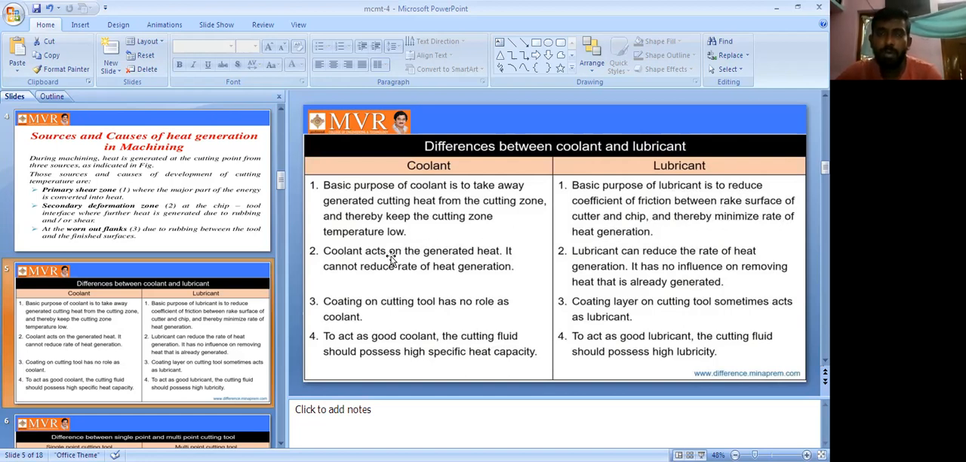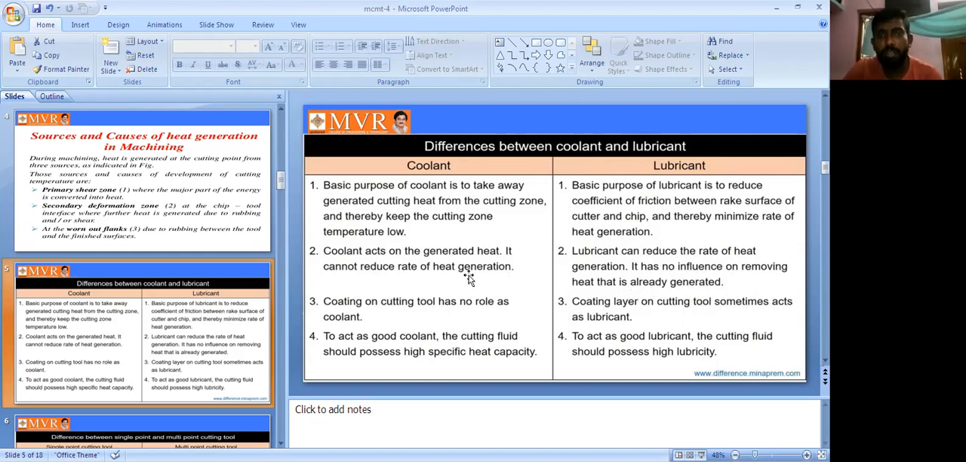See here, the second point of the coolant: the coolant acts on the generated heat. That is a major point here. The coolant in machining operation acts on the generated heat, but the lubricant in machining operation reduces the rate of heat generation. That is the major difference between coolant and lubricant. It has no influence on removing the heat that is already generated.